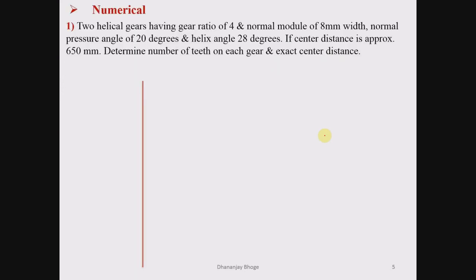So let us go, we will solve numericals on helical gears. You can write this down or just solve with me. Two helical gears having gear ratio of 4 and a normal module of 8 millimeters, width. Normal pressure angle is 20 degrees and helix angle is 28 degrees. If center distance is approximately 650 millimeters, we have to determine the number of teeth on each gear and the exact center distance.